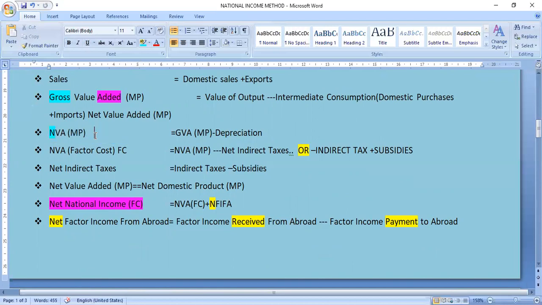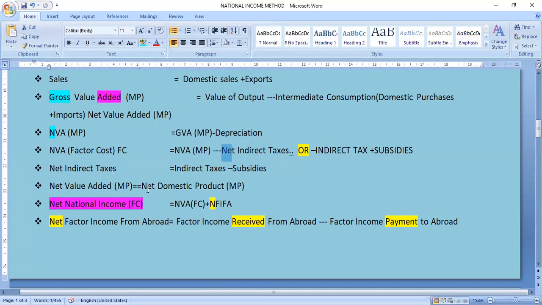We know very well the difference between MP and FC. For your information, I would like to share that FC is factor cost and MP is market price. Net value added at MP minus net indirect tax gives value at factor cost. How to calculate net? Again, the word net here is net indirect tax. If you add indirect tax, then minus subsidies on the goods given by the government. One way is tax, and the government also gives subsidies, so minus subsidies. This is net indirect tax.